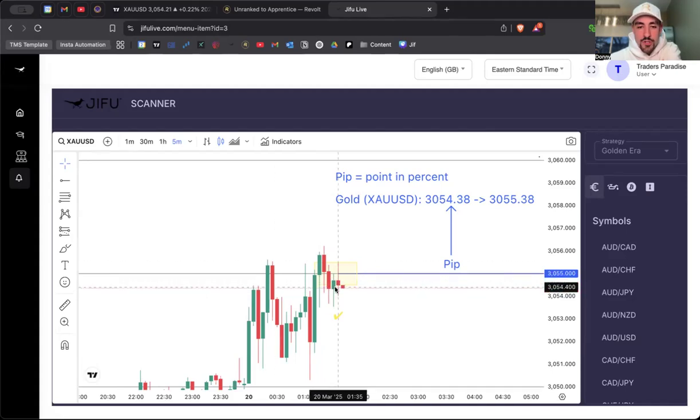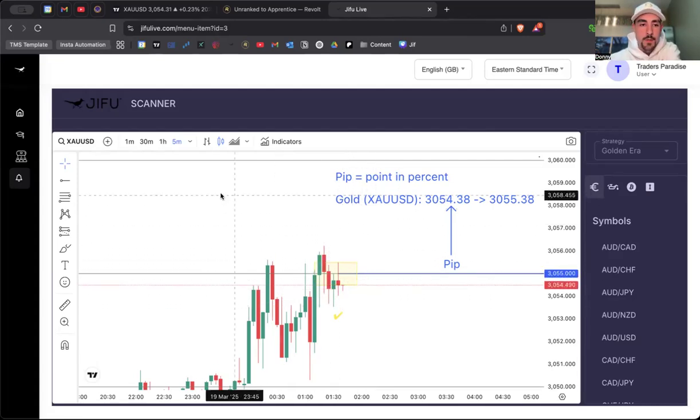So again, a very shallow candle closure outside of the zone. Let's wait to see how the next 5 minute candle closes. If we have a little bit more conviction in the candle closure and it gives us the entry parameters, we could look to take the trade.